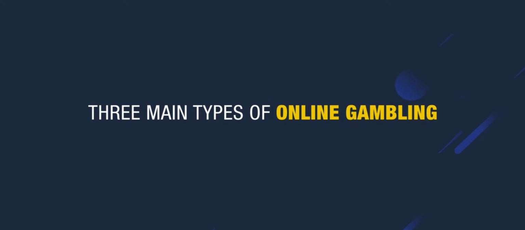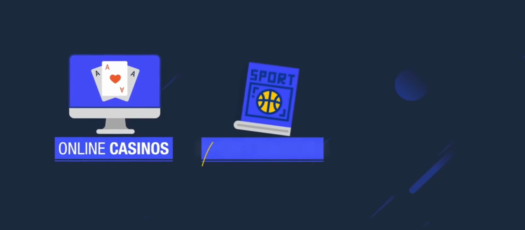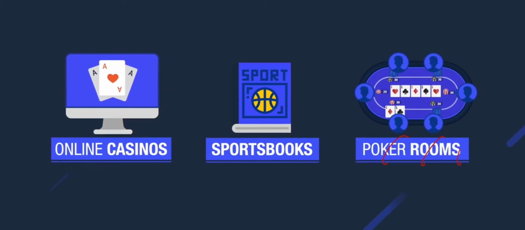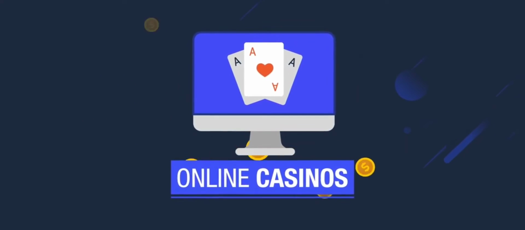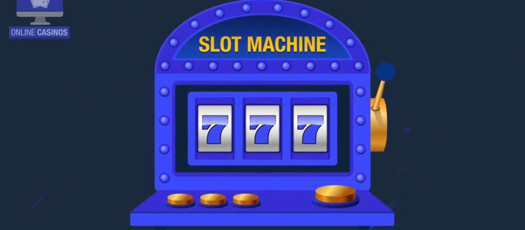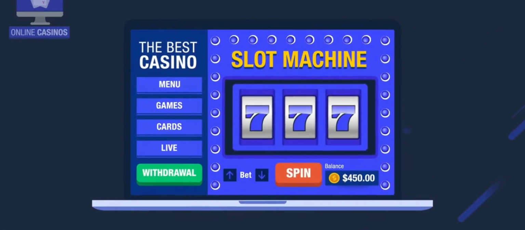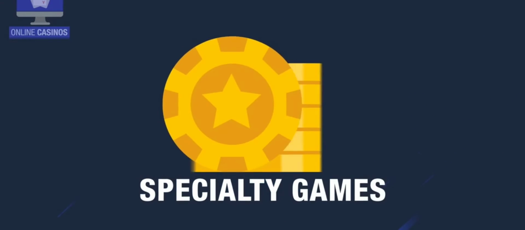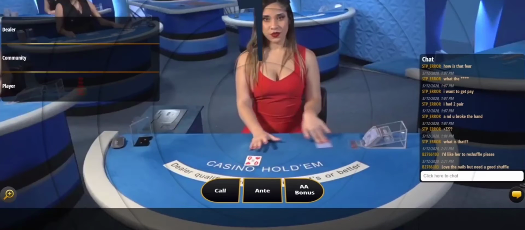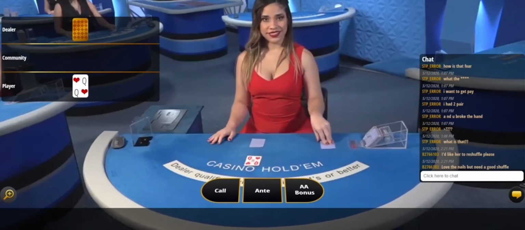There are three main types of real money online gambling sites: online casinos, sportsbooks, and poker rooms. The most popular type of gambling is, perhaps, playing at real money online casinos. Casino sites offer players access to games you usually find at traditional brick-and-mortar casinos. Gaming options at online casinos include slots, table games, video poker, and specialty games. Some sites also offer a live dealer section where you can play in real time.